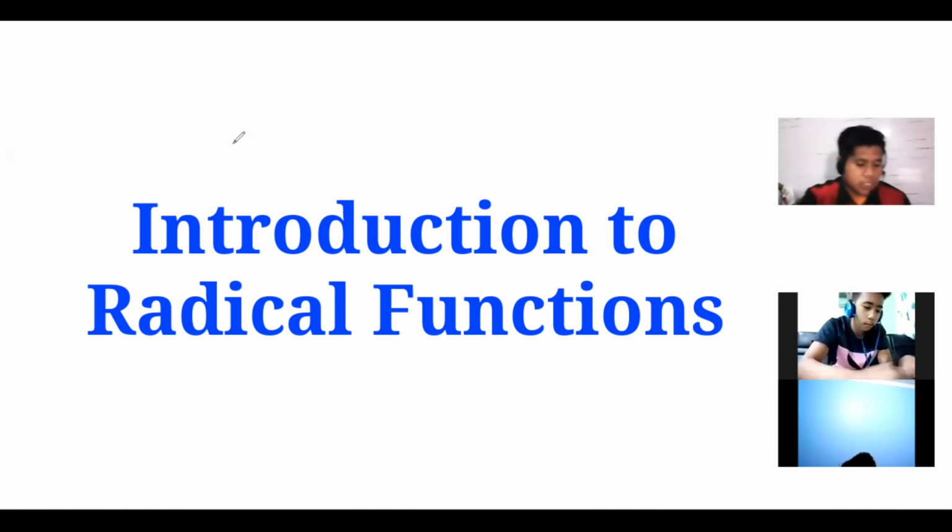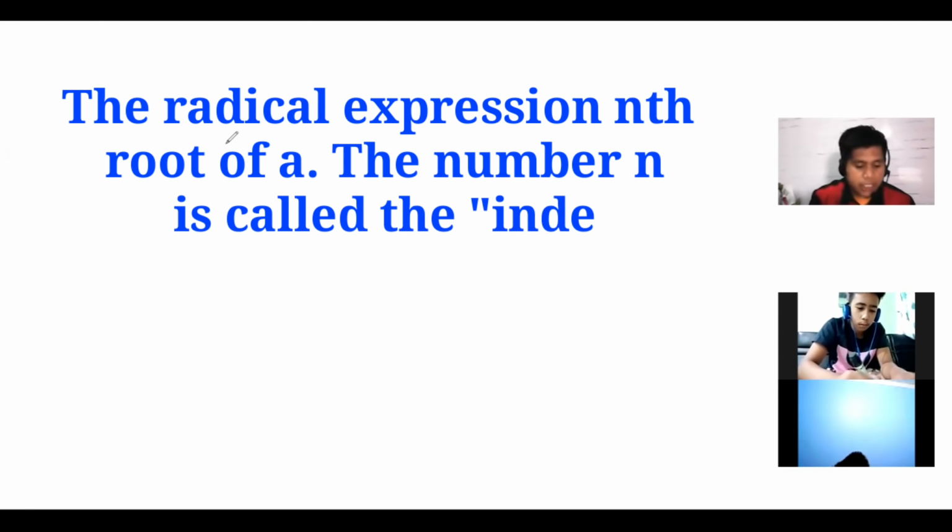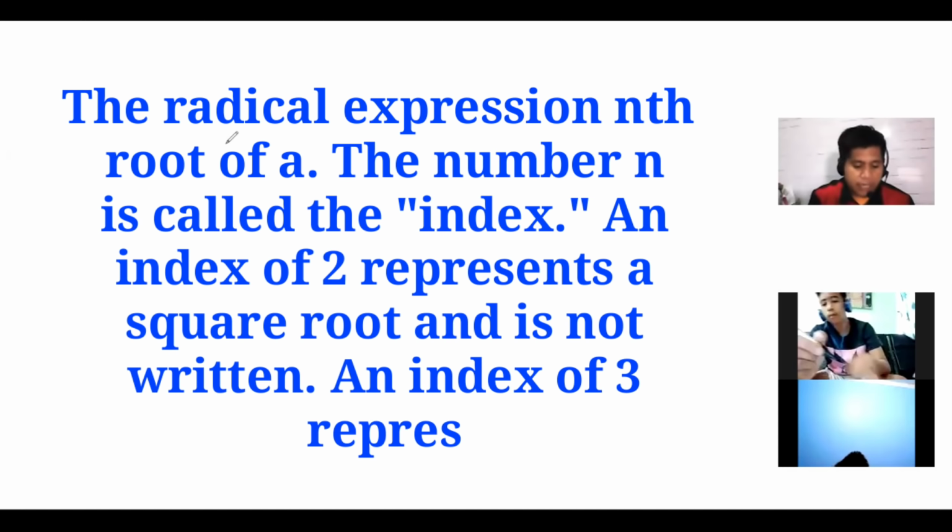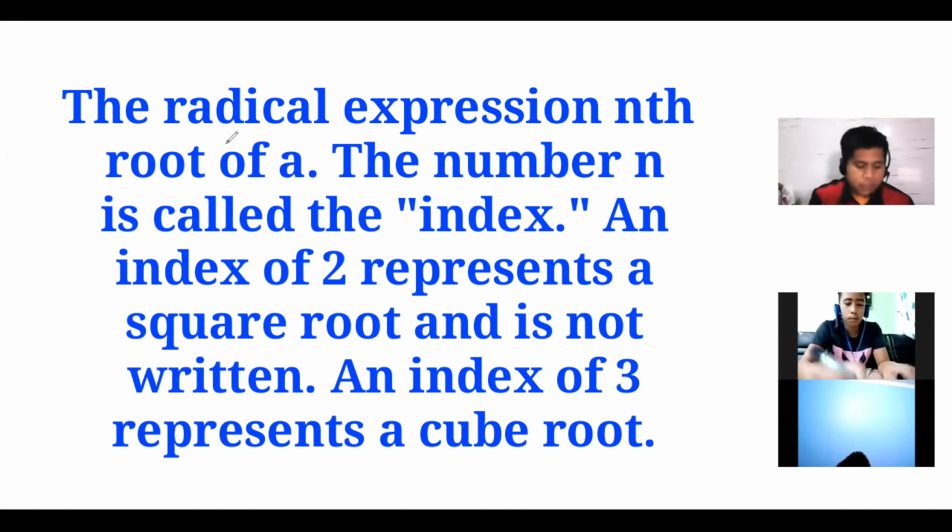By the way, children, before we go to the solution of our first example, I'm going to read here on page 34 inside your math box there: the radical expression, the nth root of a, represents the nth root of a. So the number n is called your index. An index of 2 represents a square root and is not written. So usually, children, if you have your square root, you don't necessarily put 2 here, because we understood that this example is actually expressed in square root. No need to write your index 2.